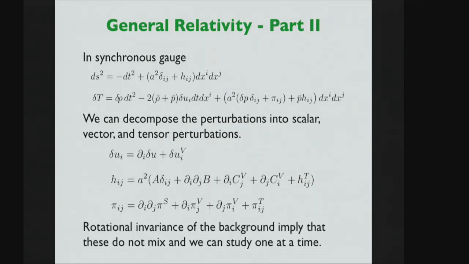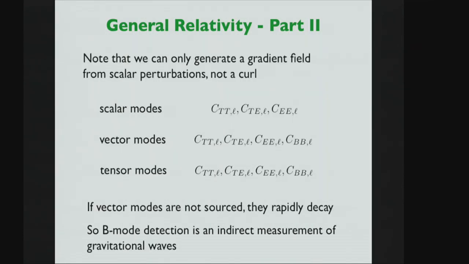Okay. So as Enrico said, I don't have to spend time on it, but rotational invariance guarantees that these don't mix, and you can just look at the scalar sector separately, the vector sector separately, the tensor sector separately. And the vectors, if they're not sourced, they rapidly decay. So usually in inflation, we won't really talk about the vector perturbations. We talk about the scalar perturbations and the tensor perturbations.